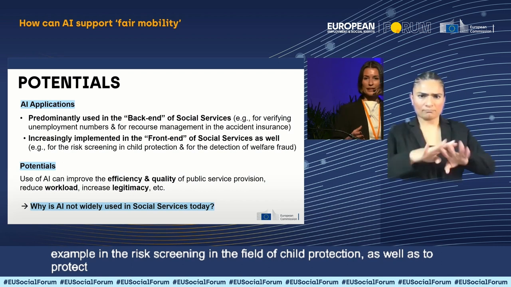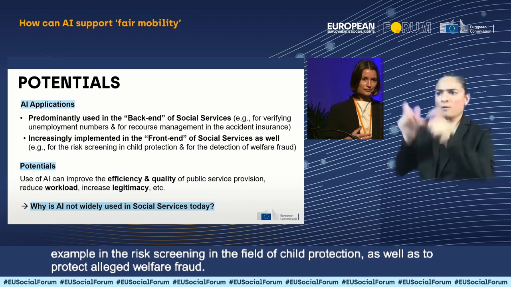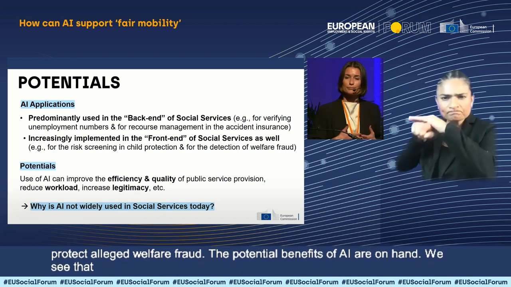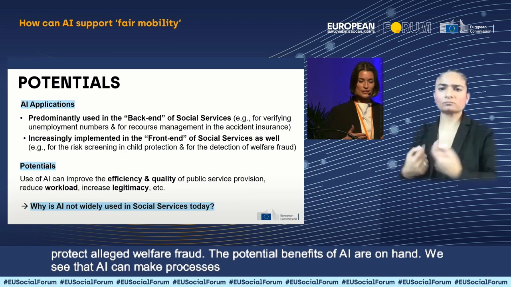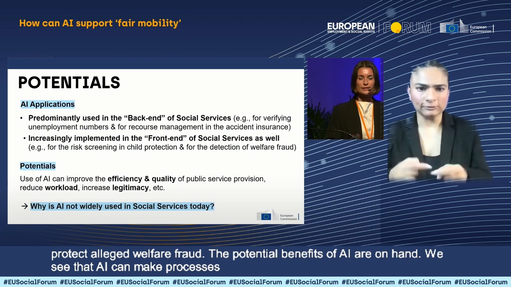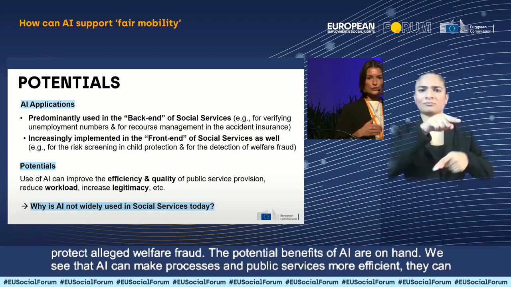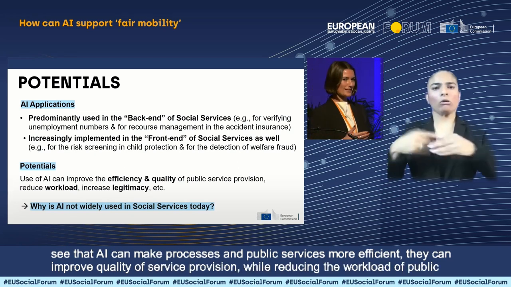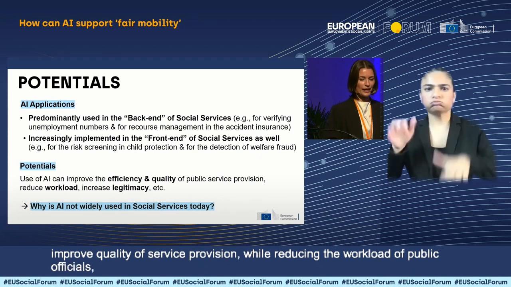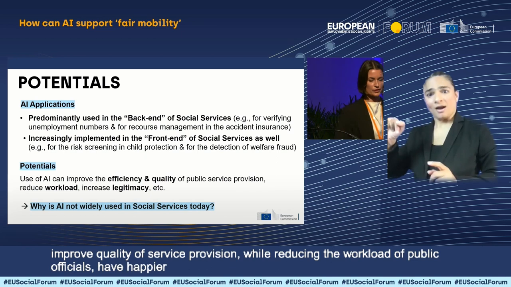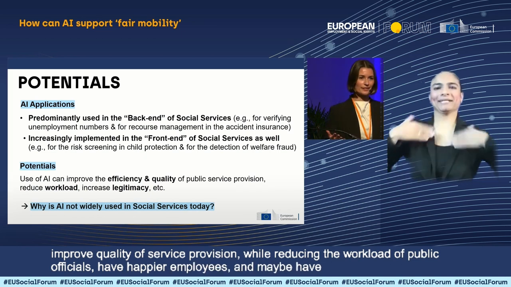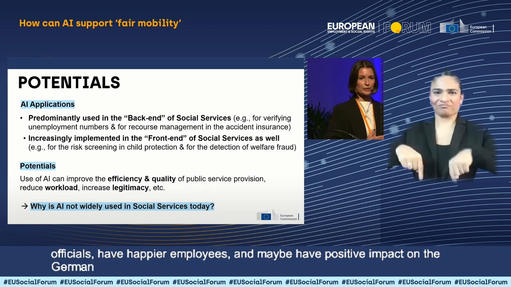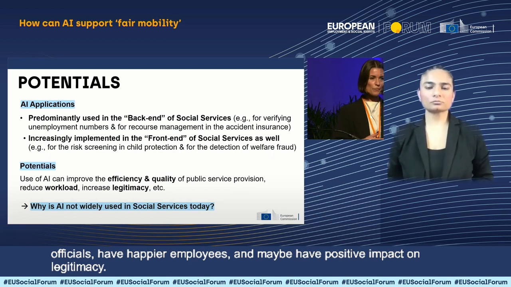So the potentials and benefits of AI are on hand. We see that AI can make processes in public services more efficient. They can improve the equality of public service provision while reducing the workload of public officials. And better services plus happier employees maybe also have a positive impact on administrative legitimacy. So for me, it's puzzling. Why is AI at the moment on a large scale level not yet implemented in social services?